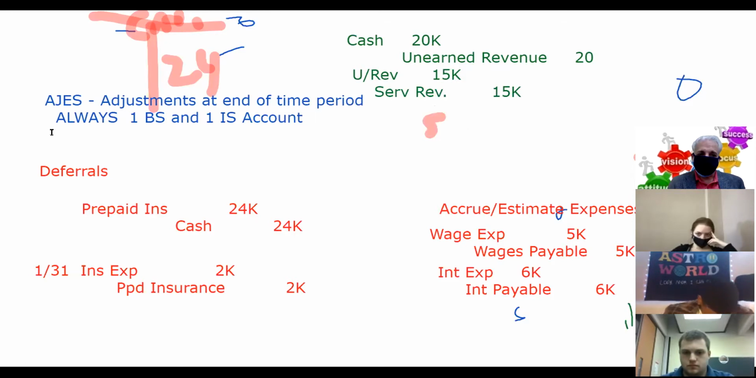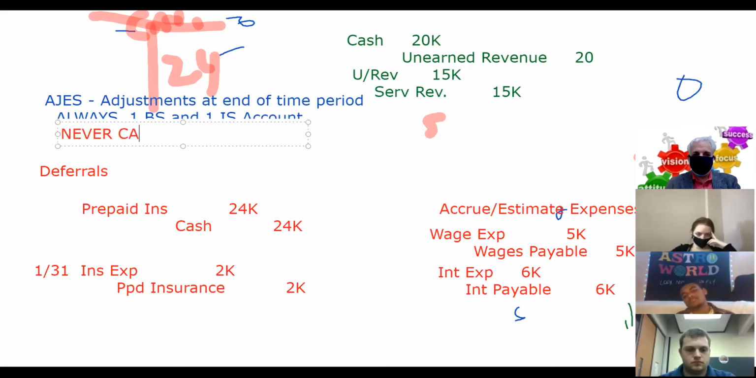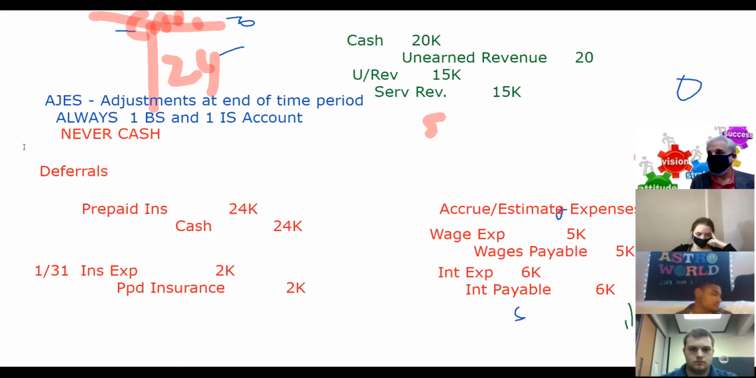And one other thing to remember, I'm going to put this one in red. I'm going to put it in capital letters. Never cash. Cash is not an AJE. You say, wait a minute, I can adjust my cash, can't I? Spent some money. That's going to adjust cash. And the short answer is yes. But that's not an adjustment to cash. That's a journal entry in cash. I spent some money or I got some money.